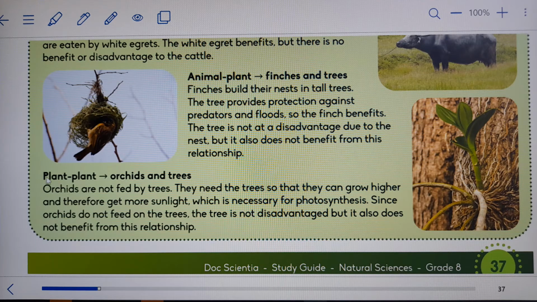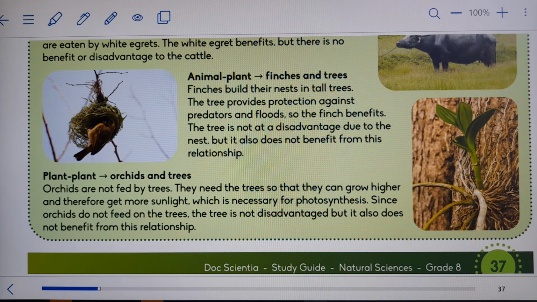Okay. And then the last one is plant to plant, which is orchids and trees. The orchids are not fed by trees. They need trees so that they can grow higher. They use trees to grow and therefore get more sunlight, which is necessary for photosynthesis. Since orchids do not feed on the tree, the tree is not disadvantaged, but it also does not benefit from this relationship.